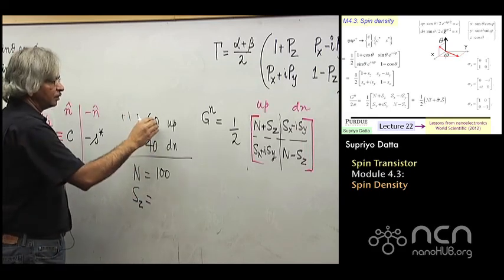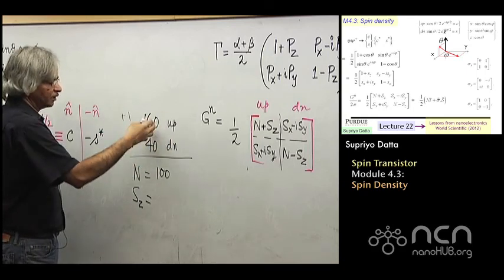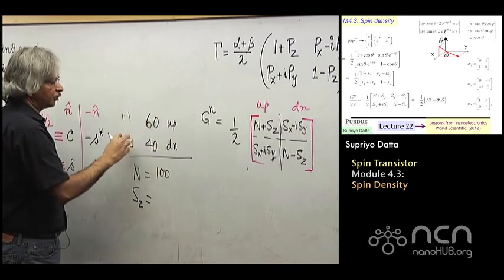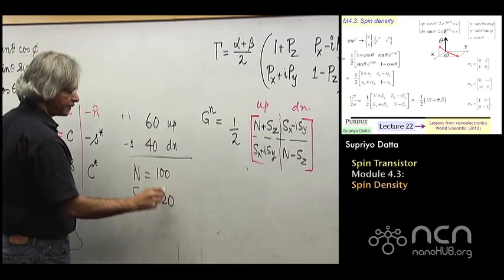You see, both types have the same charge. So when I look at the total charge, or the total number of electrons, it is just the addition. When I look at the net spin, it's like the difference. So I get 20. You see?